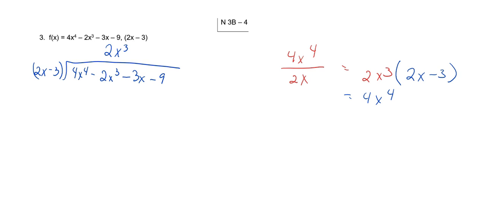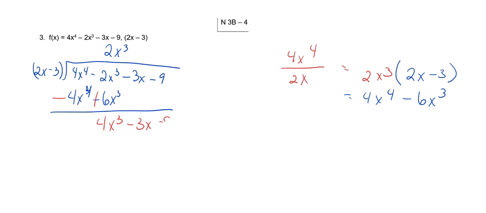Okay, so now here we go. 4x to the 4th minus 6x cubed. And write those down. Change our signs. And we're going to get 4x cubed. Subtract 3x. Subtract 9. Alright, now we're going to take 4x cubed. We're going to divide it by 2x. And that's going to give us again 2, and now we're going to have x squared.